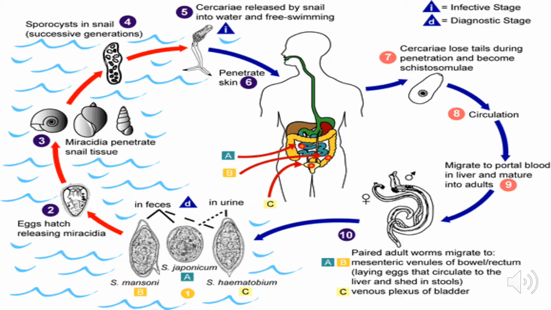There is no second intermediate host in the life cycle of Schistosoma. Instead, the cercaria will directly infect humans through skin penetration. So therefore, the infective stage of Schistosoma species is the cercaria, and the mode of transmission is skin penetration.